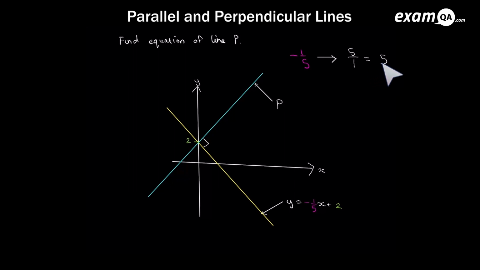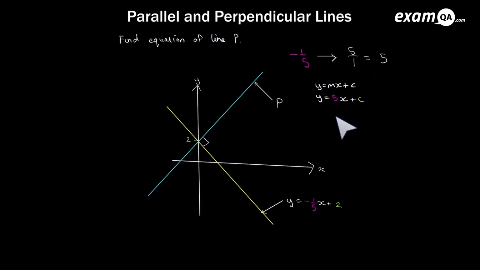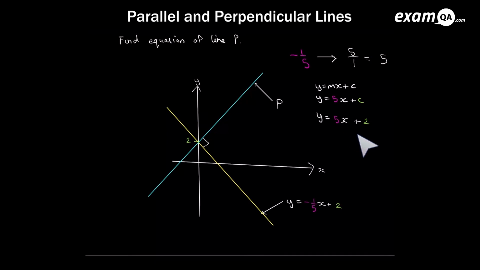Now for the C. As you can see, they both have the same y-intercept. So the C value will simply be the same. It will just be 2 again. And there we have it.